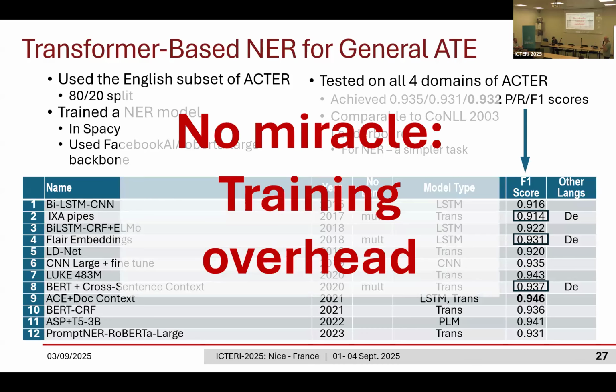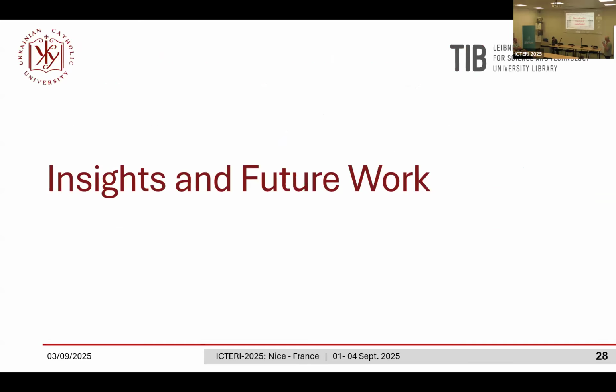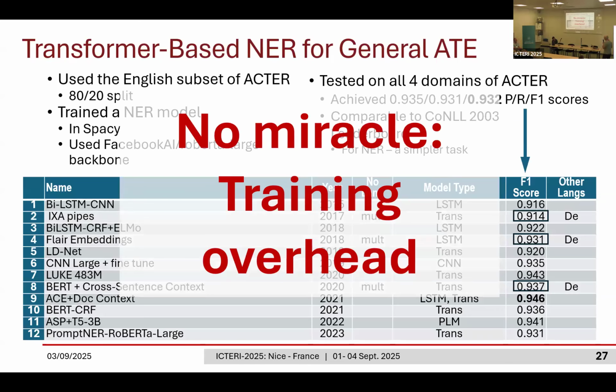No miracle, just training overhead. We spent some computation capacity to fine-tune the model, and the result shows itself. You may wish to ask me why so bad? Why didn't we beat the state of the art here? Just because the task is a little bit more complex. We applied it not to named entity recognition, but to automated term extraction, which is a little bit more abstract and more complex.